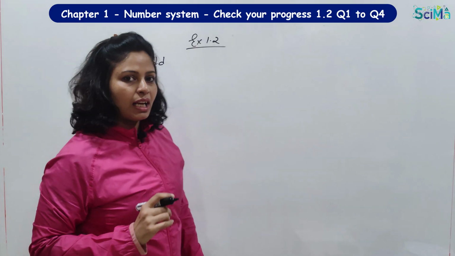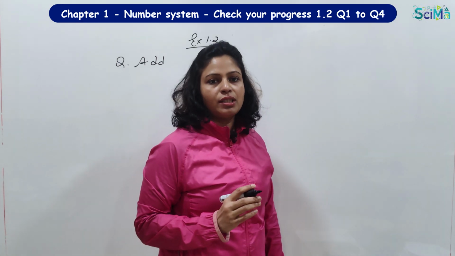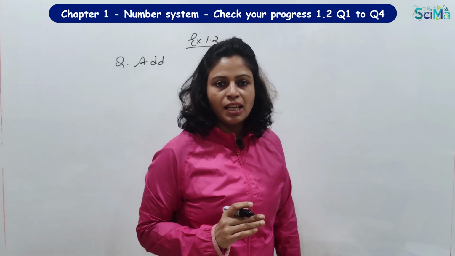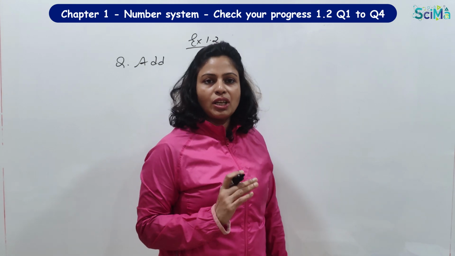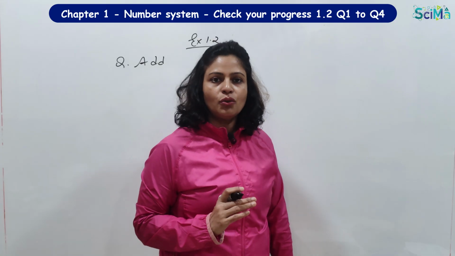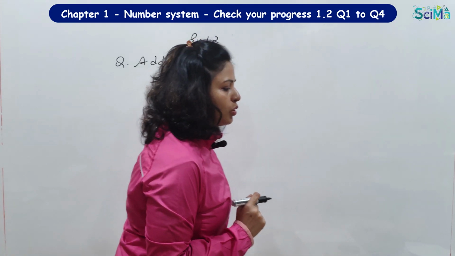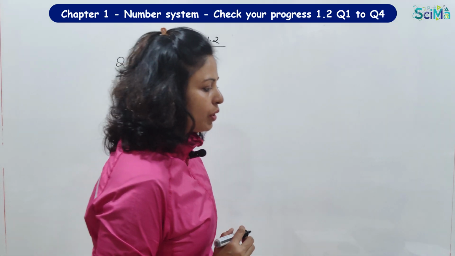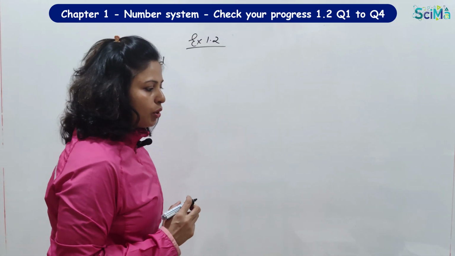In the last video I told you the rules of addition, subtraction, multiplication and division of the rational numbers. We have studied all that. I have shared some tips and tricks also regarding that. You can check out those videos. So this exercise is regarding those operations. First question, add the following rational numbers.